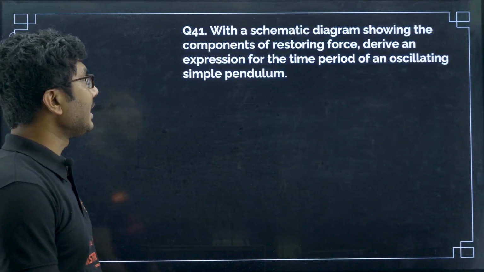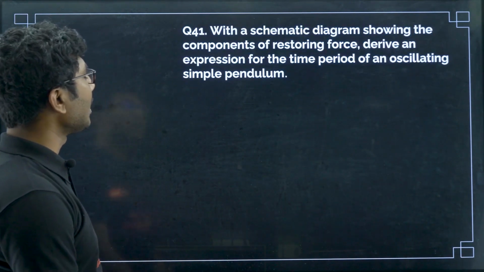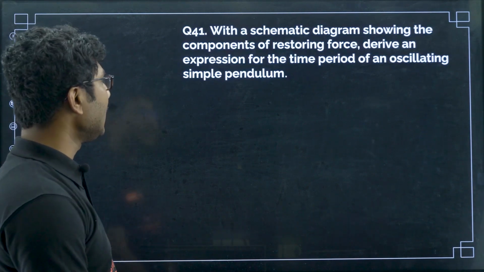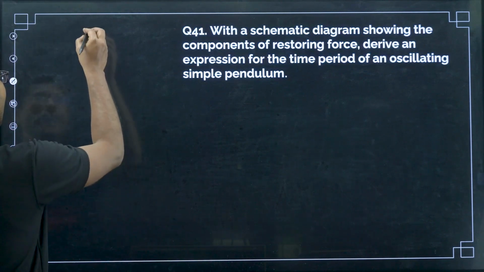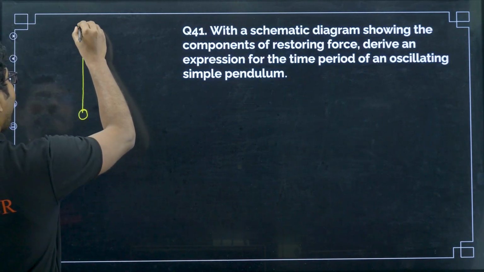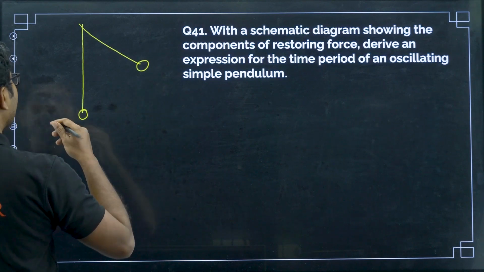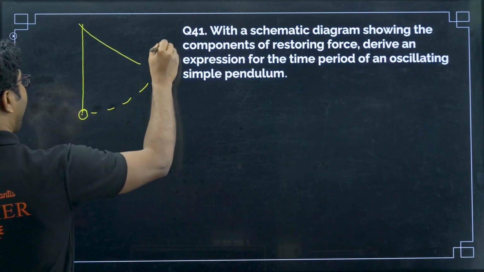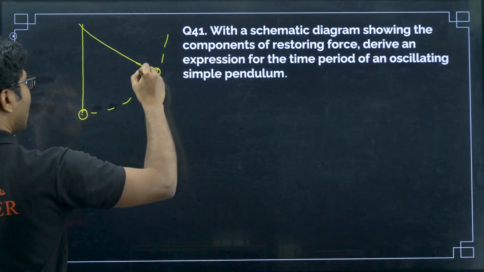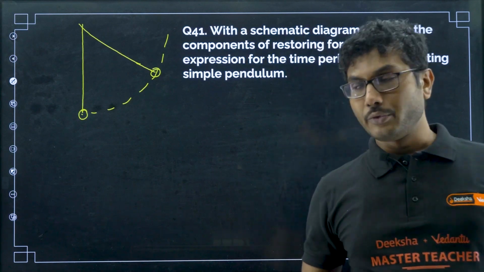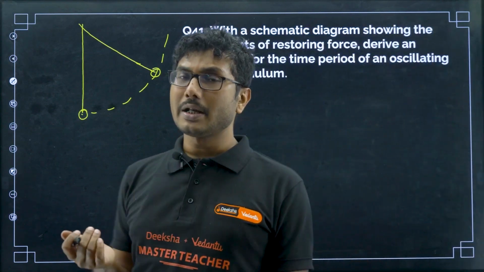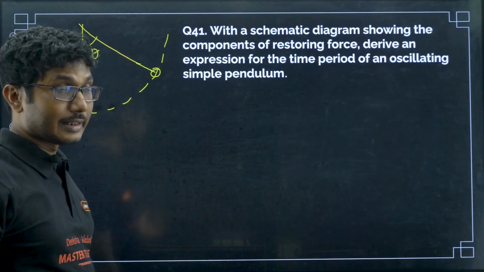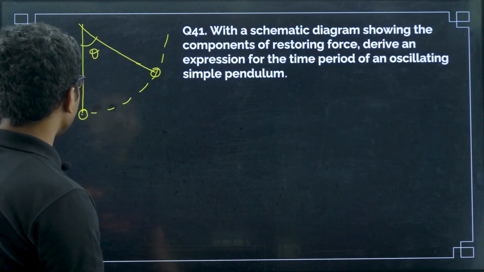Now question number 41, with a schematic diagram showing the components of restoring force, derive an expression for the time period of an oscillating simple pendulum. So we have a simple pendulum, and we are trying to find the time period. Okay, this is a slightly complicated derivation, and if you don't want to fall into this derivation you can skip this part, but since it is given in the book and in your sample paper, we are going to solve it.